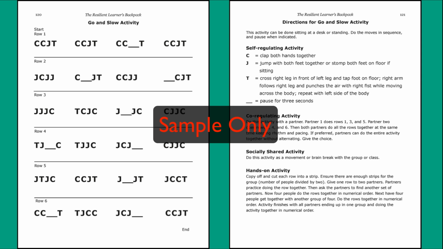So the go and slow activity is basically: the C stands for clap, the J stands for jump, and the T stands for crossing your right leg in front of the left leg and tapping the foot on the floor. So you're kind of crossing over and tapping your foot. So T is standing for that, and then the line underneath is pause. So just another activity students can do by themselves. They can do it with a partner. You can do it with a whole group.